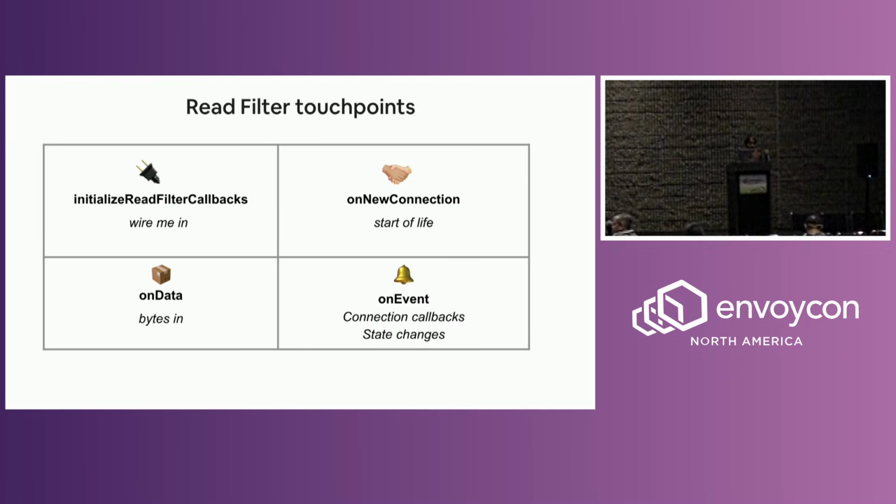So among the read filters, we have four major methods. And whenever you open the code for any of the filters, you can start with these. The first one is initializeReadFilterCallbacks. While the name is really big, it is simply an initialization method, and it is very similar to a constructor, which helps the filter get initialized and get all the objects it might need during the remainder of its life cycle. The next three methods, onNewConnection, onData, and onEvent, we will look at in more detail.